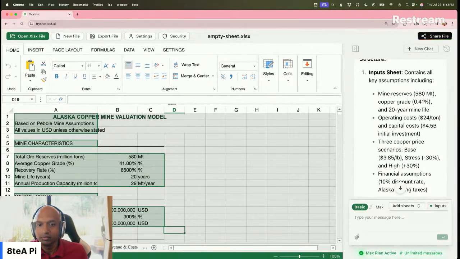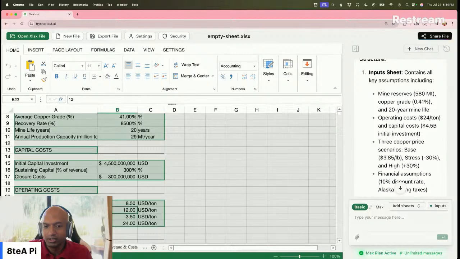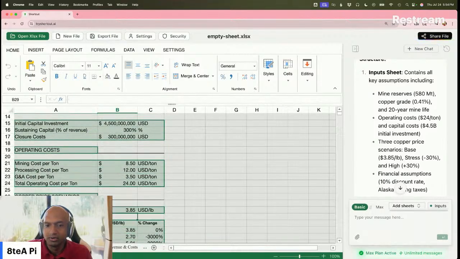So, it gave me an input of 580 million tons of ore reserves at a copper grade of 0.41%. So it is supposed to be a copper grade of 0.41%, not 41%. Recovery rate 8,500%. Mine life 20 years. Average annual production capacity 20 million tons. All right. Initial capital investment 4.5 billion. Operating cost 50, 1250. Copper price scenario is 385.